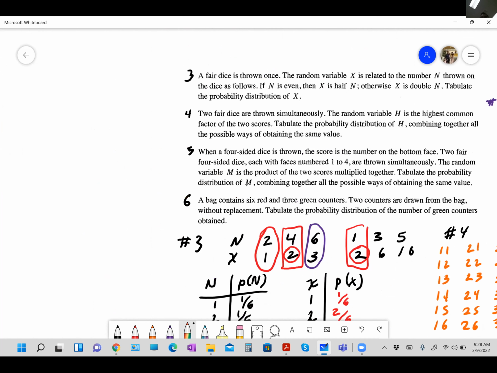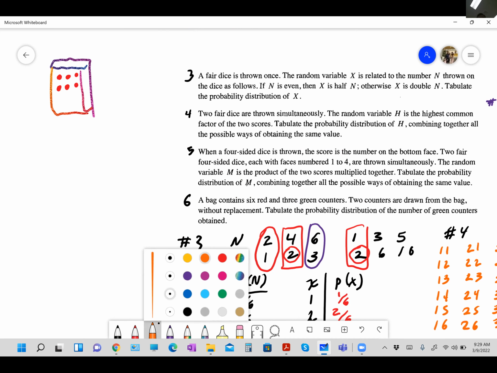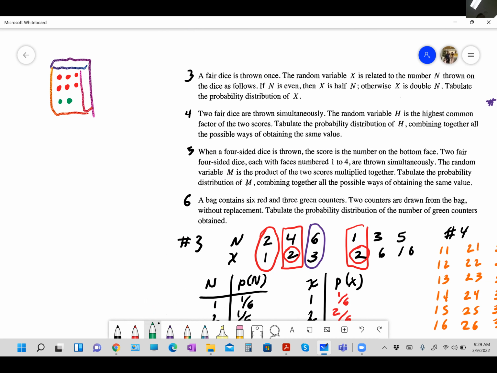A bag contains 6 red and 3 green counters. I'm going to draw a bag here. Here's red. How many reds do we have? And let me pick the green here. How many greens do we have? How many do we have in total? Now, let's talk about the results we can have. We're drawing 2 counters without replacement.